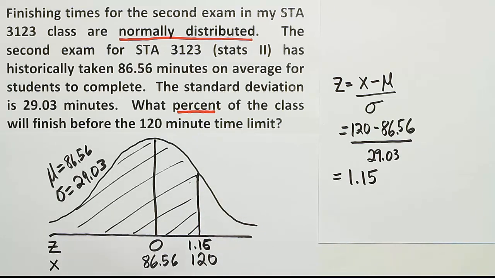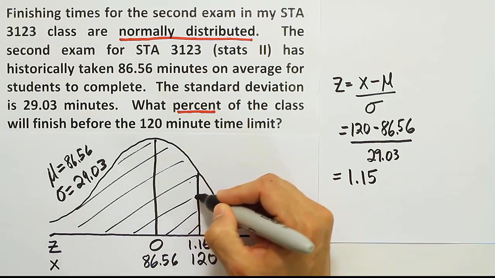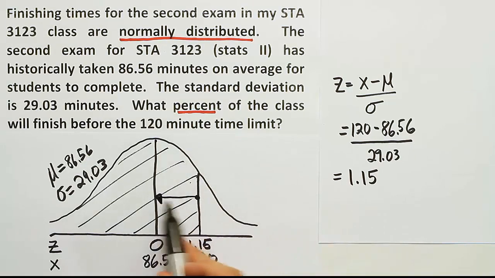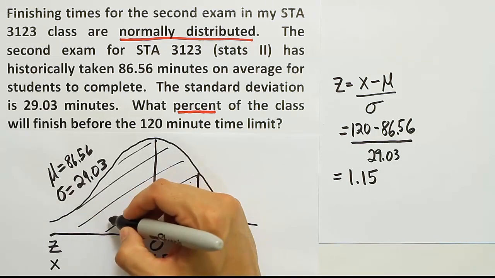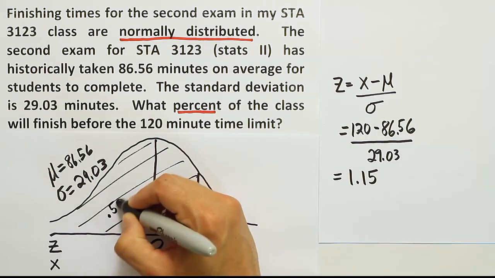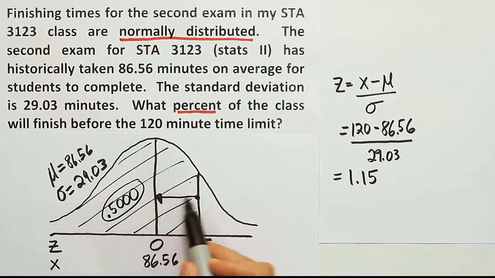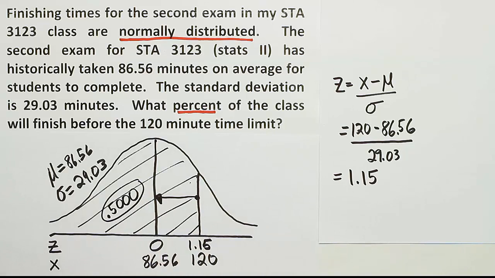And if I look up 1.15 on the chart, I will get the area from here to here. Now that's only part of the area we need, however. The other part is the other half of the curve. So I'm going to write down here that that's 50%. I'm going to fill in that part. I already know that area. I just have to get this one from the chart. So let's go ahead and get to the chart now and look up 1.15 and get the area from this line to the center.